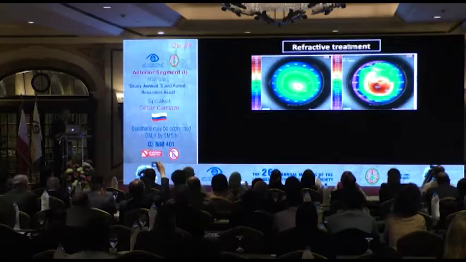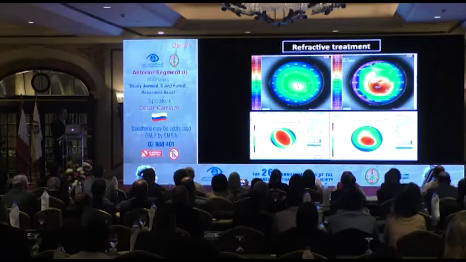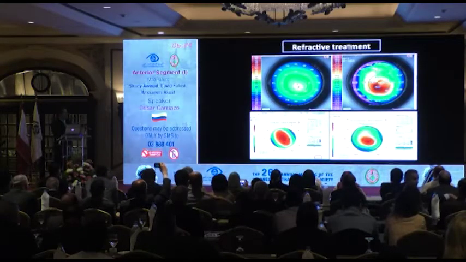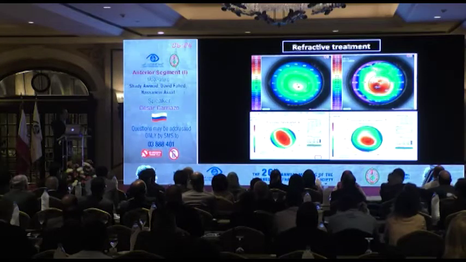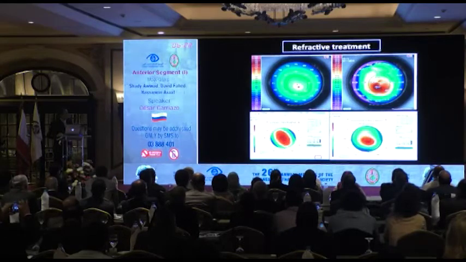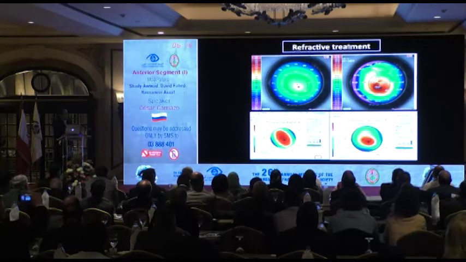Let me explain that. In this case, here you have 4 slides of the same patient. This is the pachymetry map. You see here, this is the weak point. This is the thin point. And if you put this point in the 4 maps, look at that. This is the anterior surface, the weak point, and the steep point.